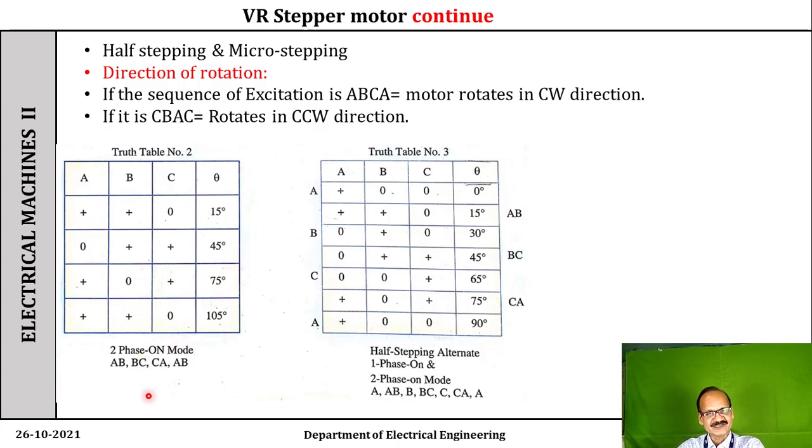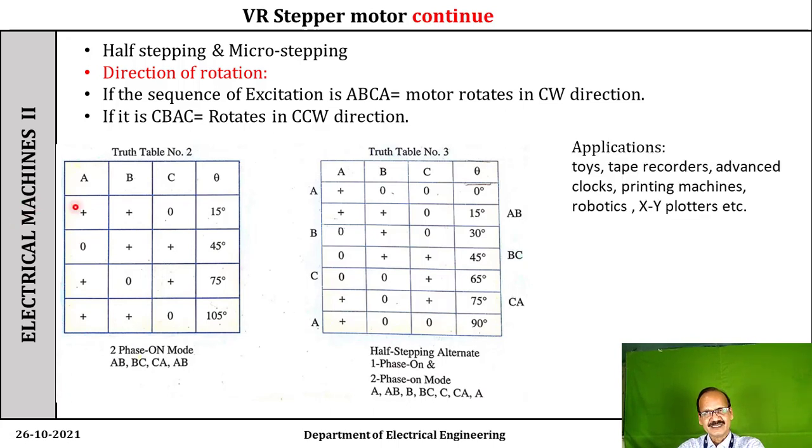So if we excite further C and A together, the next angle will be 75 degree. And if you once again excite A and B together, the next step will be 105 degree. Now if you operate half stepping, that is alternate single phase on mode and two phase on mode, that is A, AB, B, BC, C, CA, again A and again AB.